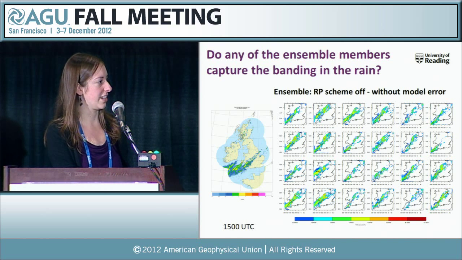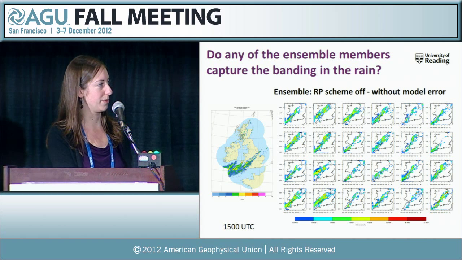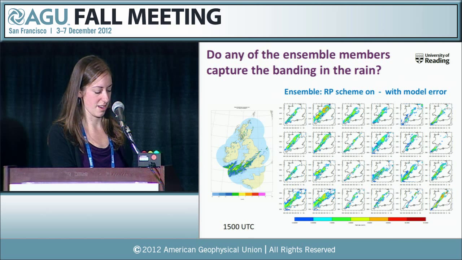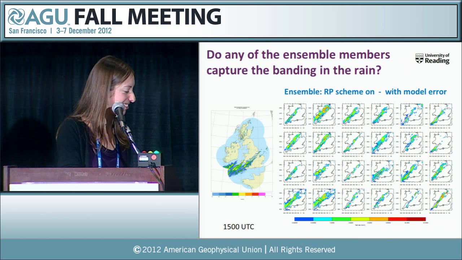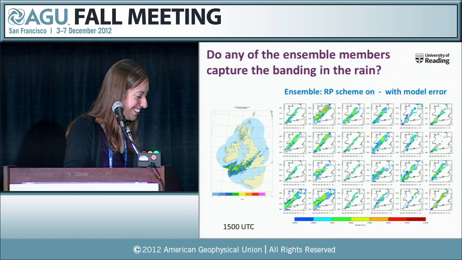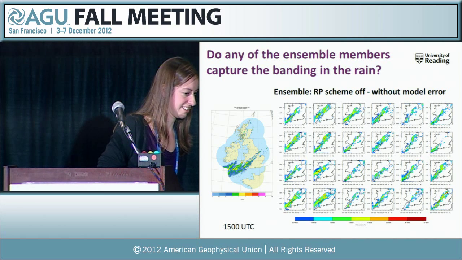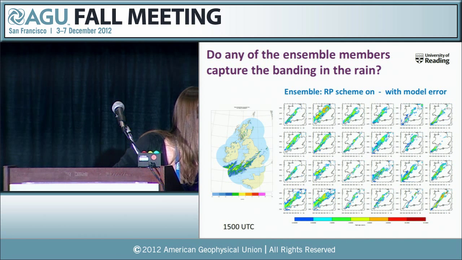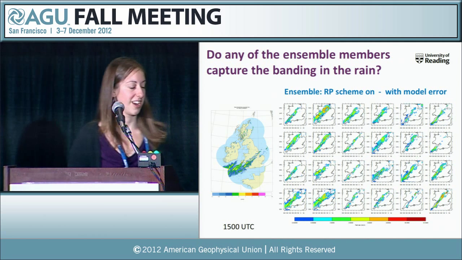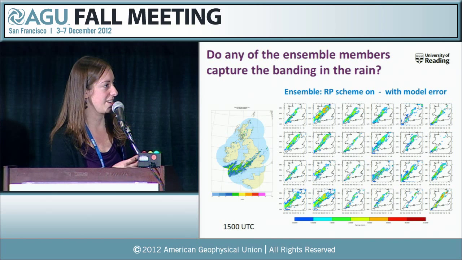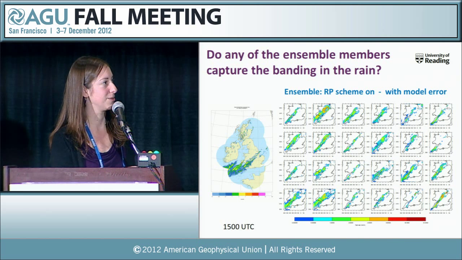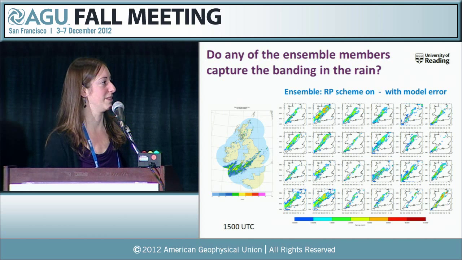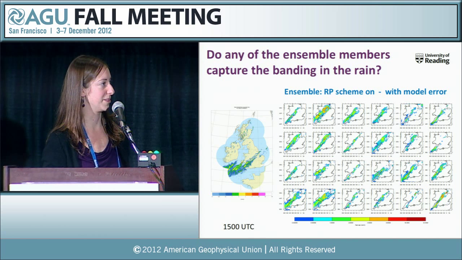So the next slide shows the same ensemble but with the RP scheme applied. Okay. So you can see that the effect is quite small and really it only affects the smaller scale details within the rain band rather than the larger scale features, which is what we'd expect because they're driven by the driving model.